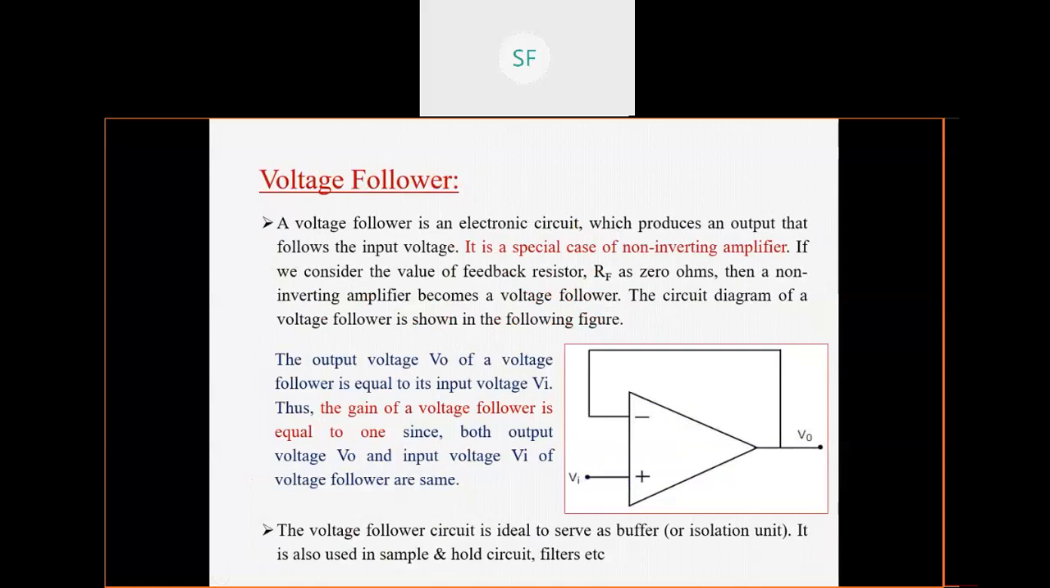So this is regarding inverting and non-inverting amplifier. Now a very small concept is there. One circuit is called a voltage follower circuit. So what is a voltage follower? As its name indicates, the output voltage will be following the input voltage. So this is called a voltage follower. Now we will see this very simplified circuit diagram of a voltage follower.